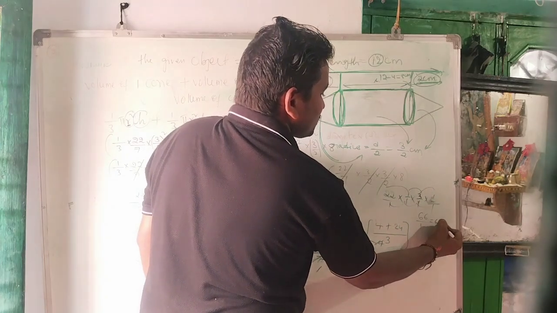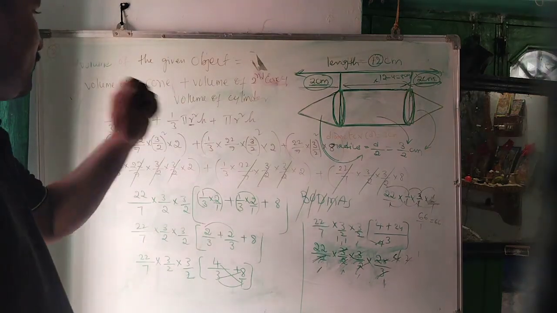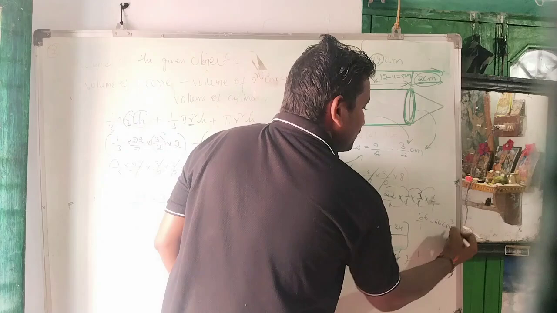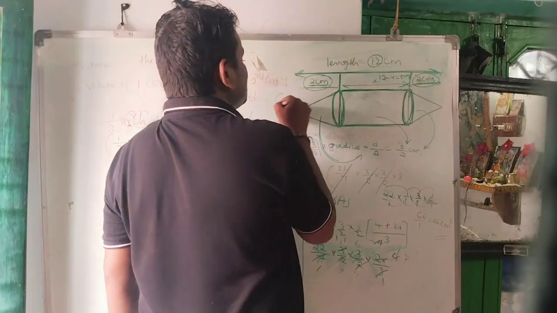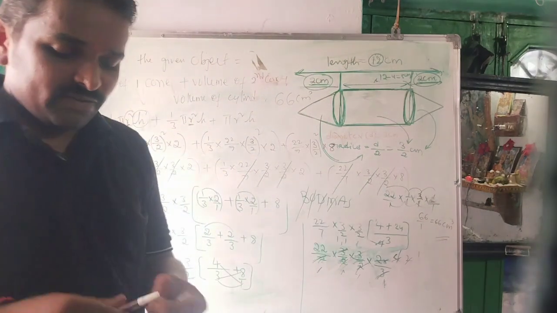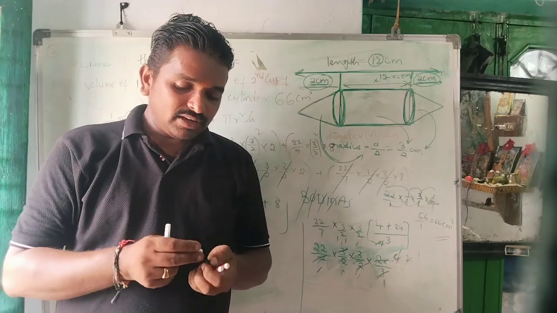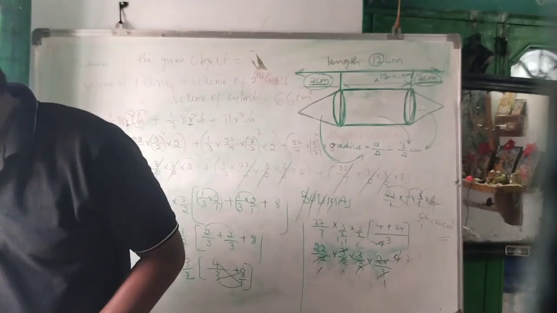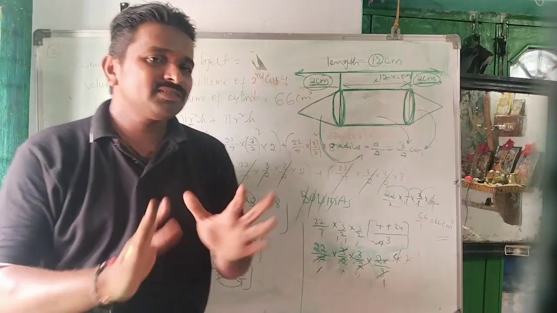So 66. What are the units of volume? Units cube. Here measurements are given in centimeters. So 66 centimeter cube. What is 66 centimeter cube? It is the volume of the given figure. Very simple indeed. Here one figure is given. Rachel made one figure. This figure is formed by one cylinder and two cones which are attached to both ends of the cylinder. Very simple indeed.